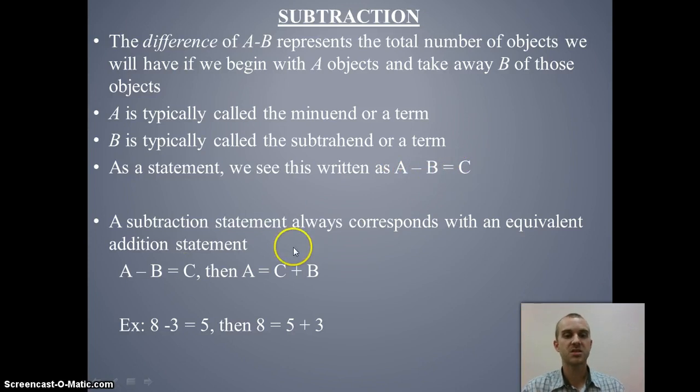And these subtraction statements, one nice thing to recognize is that they always will correspond with an equivalent addition statement, such that we know that the difference plus the subtrahend will always equal the minuend. Or we know that A minus B equals C, so A has to equal C plus B. As an example here, we know that if we do 8 minus 3, we get 5. But we also know that 5 plus 3 has to equal 8.